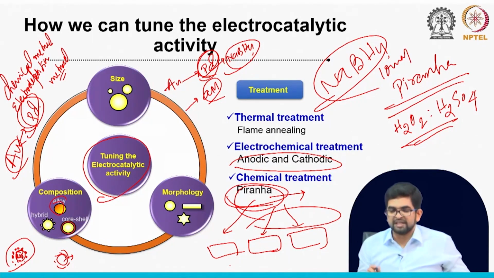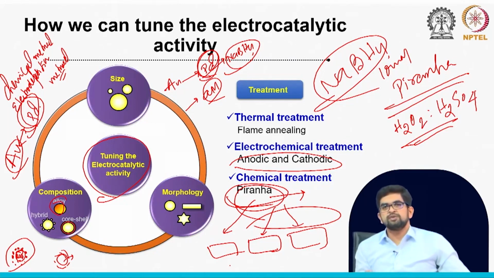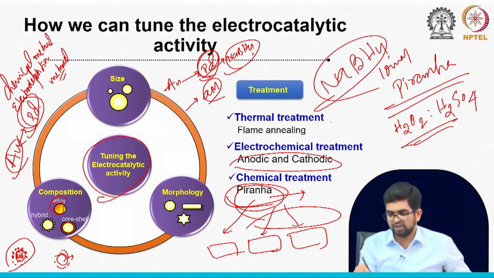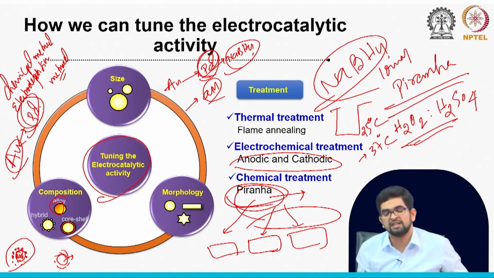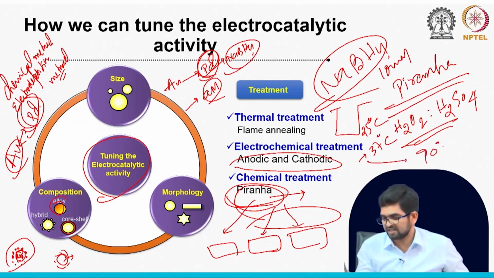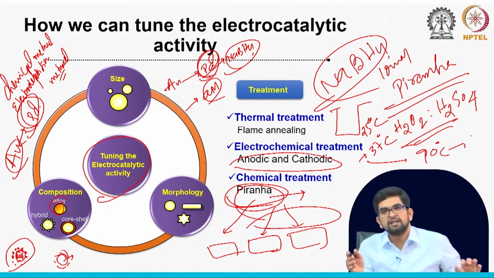In the thermal treatment case, sometimes we are using different temperatures. You have to check your electrode. If you change the temperature, like 25 degrees Celsius to 37 degrees Celsius, maybe your sensor activity can be changed. Go to 90 degrees Celsius, even more than this, your sensor activity can be changed. But how long you can store it, that you have to keep in mind.